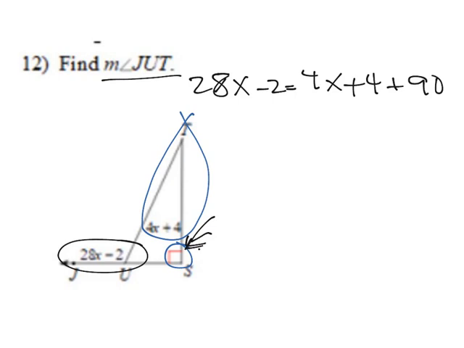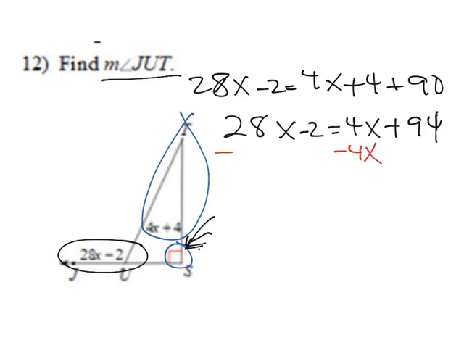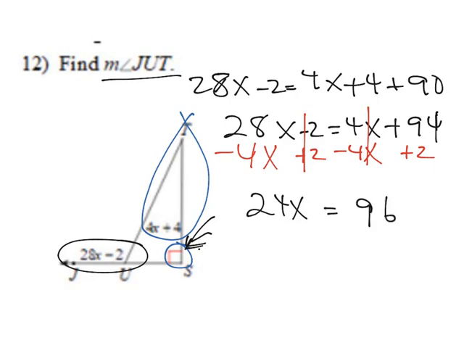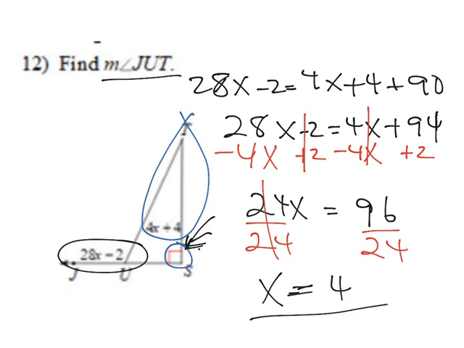So let's go ahead and clean this up a bit. When simplifying, I'll get 28x minus 2 equals 4x plus 94. I'm going to go ahead and subtract 4x from both sides, and I'm going to add 2 to both sides while I'm at it. That goes away, and this goes away. I'm left with 24x equals 96. I'll divide both sides by 24, and I would get x equals 4.